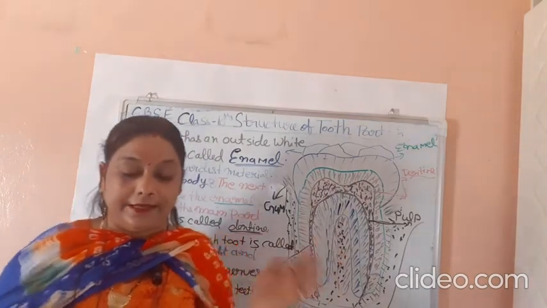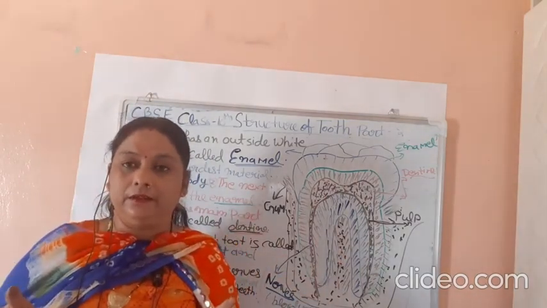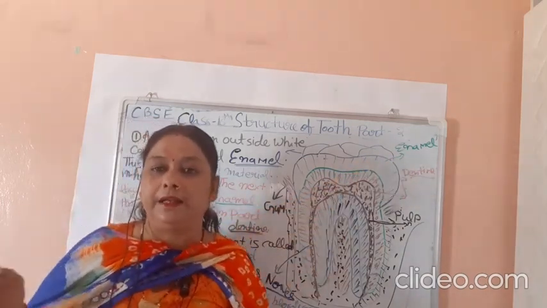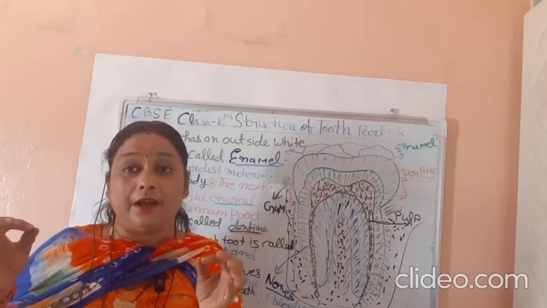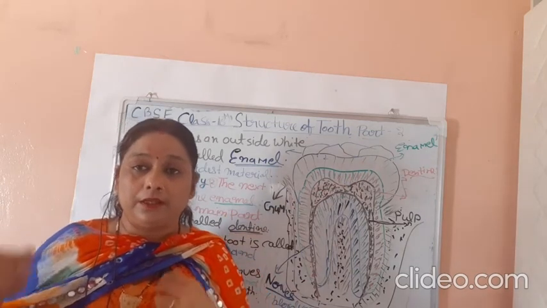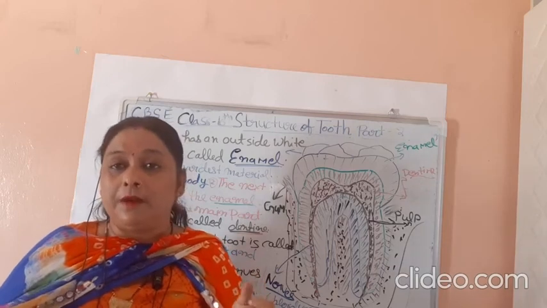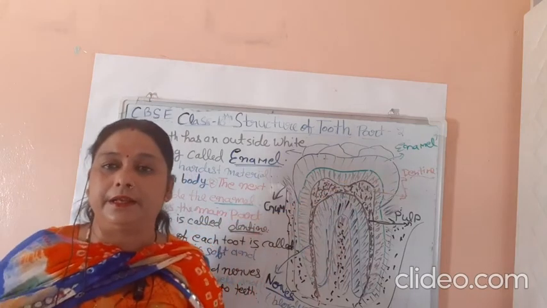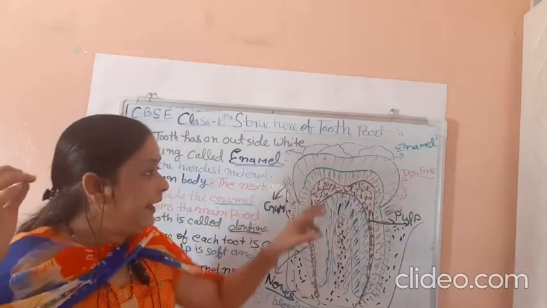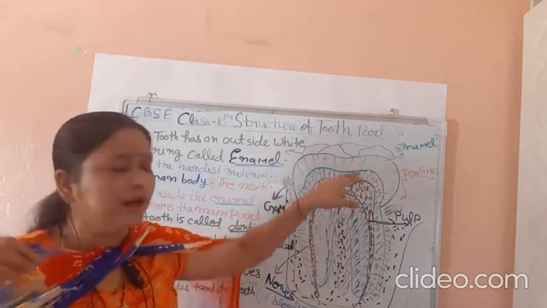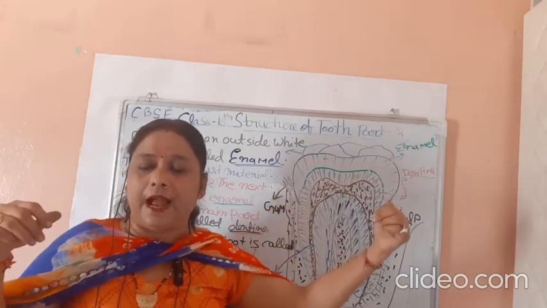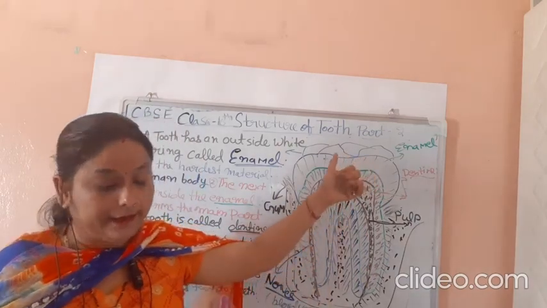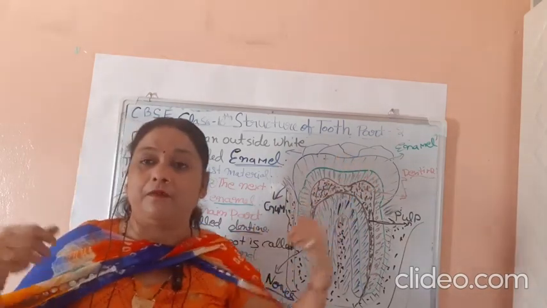So let's revise. A tooth has an outside covering called enamel. Enamel is the hardest material in the human body. In the next layer, inside the enamel, is the dentine, and dentine forms the main part of a tooth.